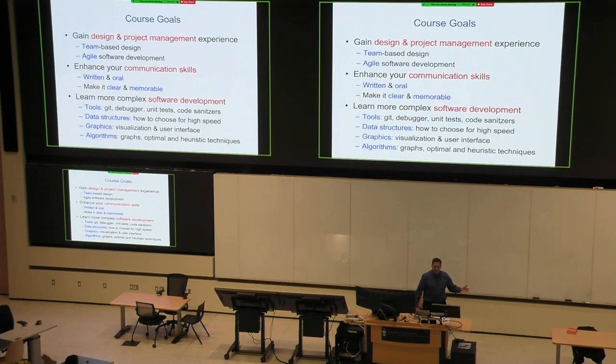How to choose the right data structures. So in ECE 244, you learned how to code some of the basic data structures. Here we don't worry so much about that. It's more how do you choose the right one and link them together? Graphics, so how do you visualize a complicated city map? How do you make a nice user interface? And some algorithms to solve difficult problems.